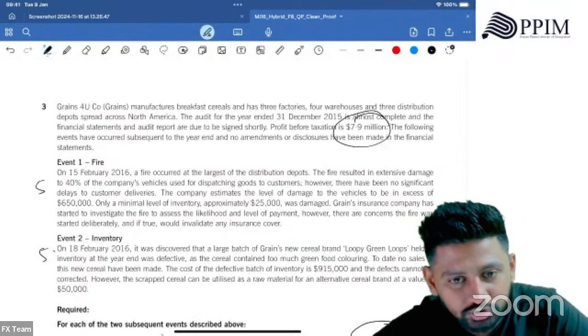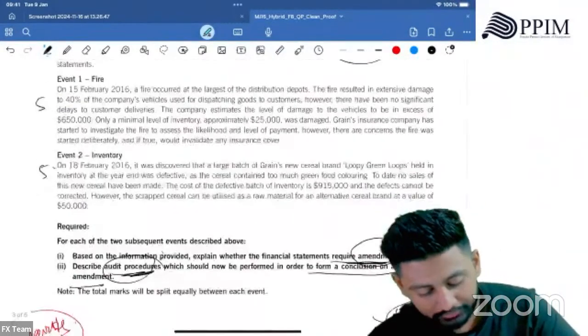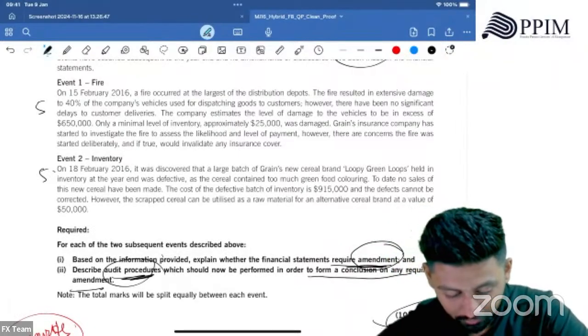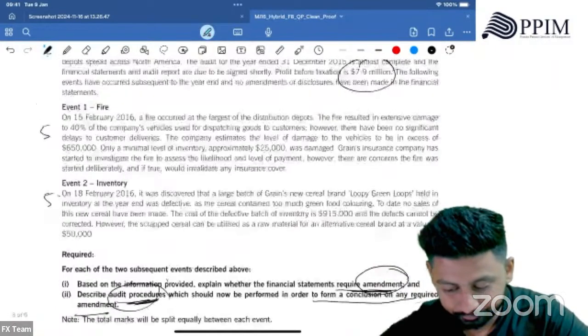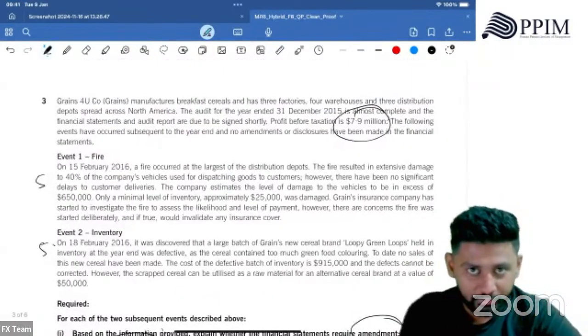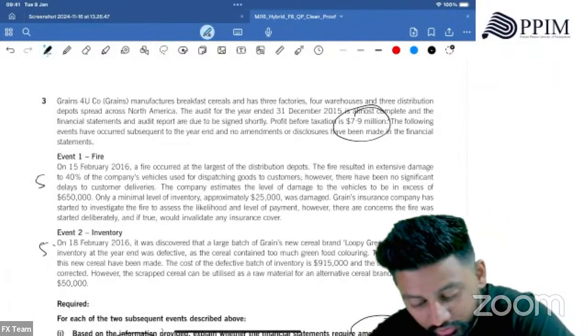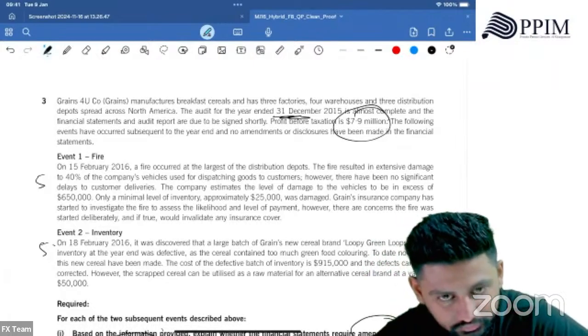Now it's your responsibility to recommend whether financial statements require amendments. Number one. Number two, to recommend audit procedures. Okay. Event one, fire. On 15th February 2016, your year end is 31st December 2015.